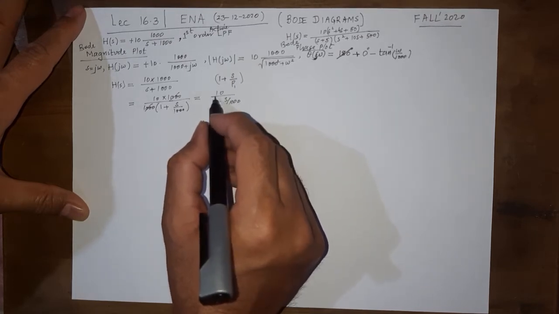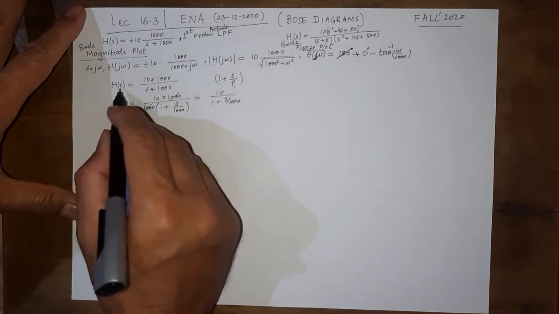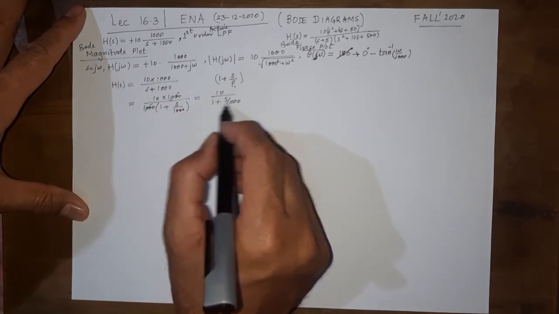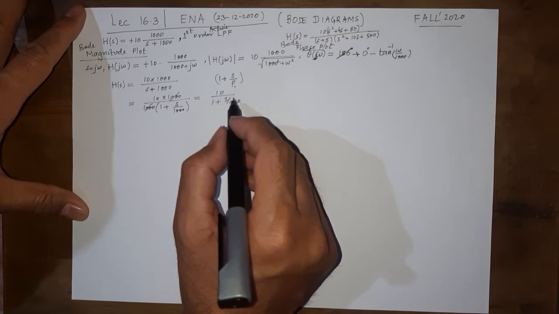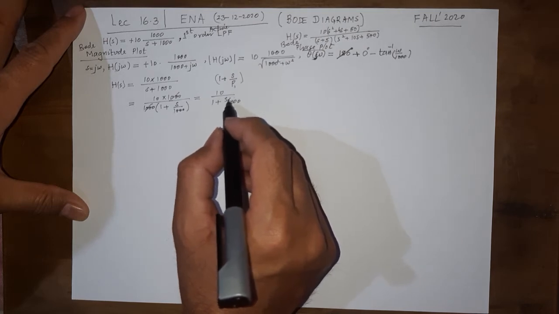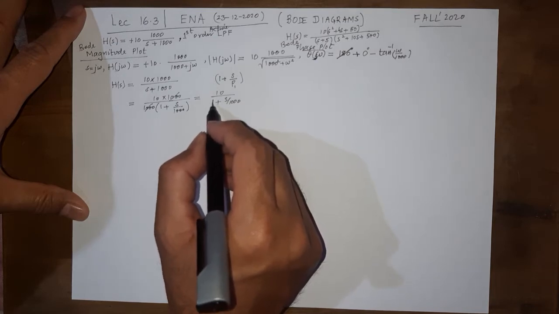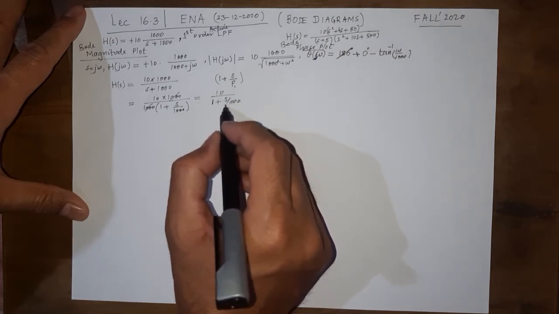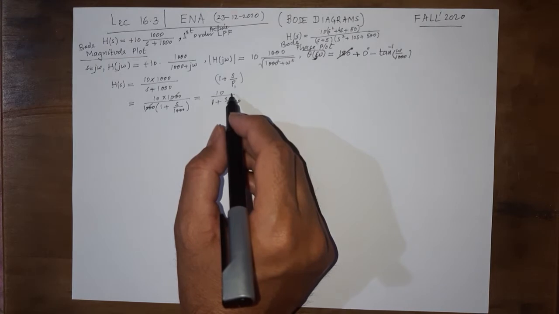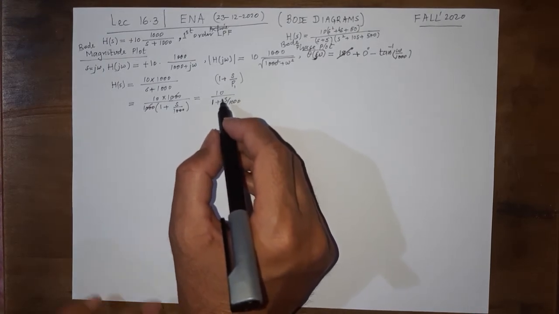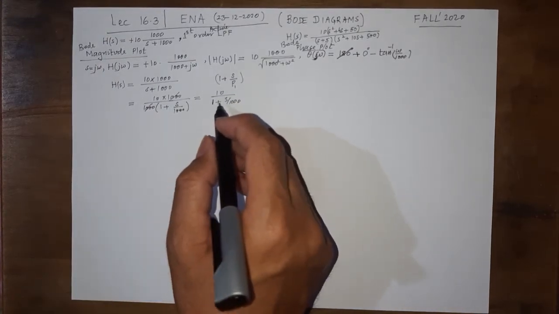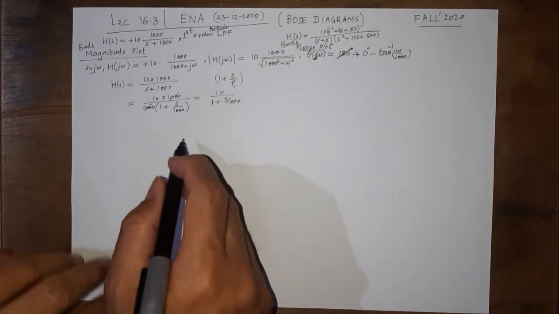We have to convert all the H of s in such a way that all the first order factors must be represented by 1 plus s divided by something. There must be 1 here, it's very important, and s here divided by something. All the s plus something must be converted in this form.